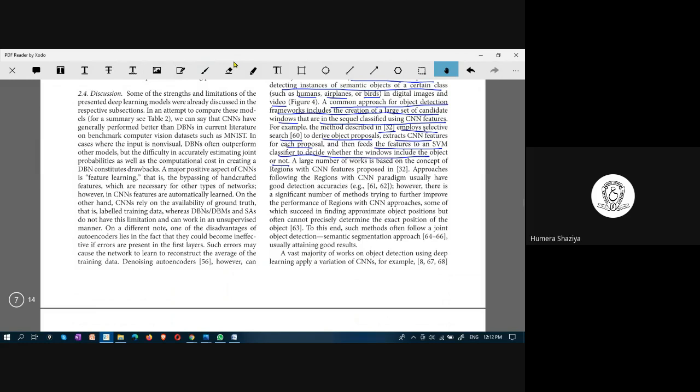A large number of works is based on the concept of regions. This image has got regions. Based on the regions, we can divide this image into regions. Approaches following the regions with CNN paradigm usually have good detection accuracies. Examples are paper numbers 61 and 62. However, there is a significant number of methods trying to further improve the performance of regions with CNN approaches.